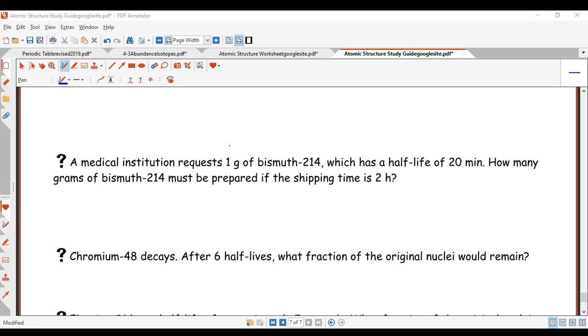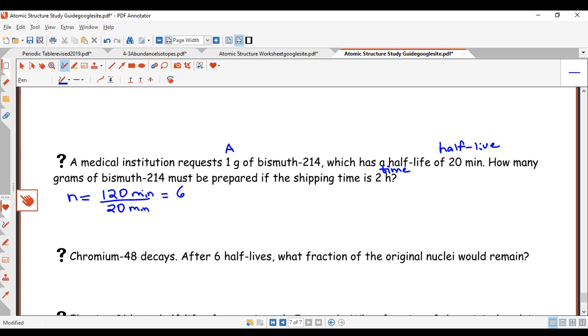So here is our A, and we have the half-life, and we have the time. So in this problem, we can start figuring out the N. So the time is 2 hours. Since hours and minutes are obviously different units, we're going to make the hours into minutes to make it easier to solve. So we have 120 minutes divided by 20 minutes. And that's going to give us 6 half-lives.